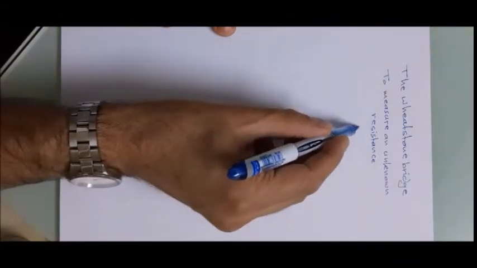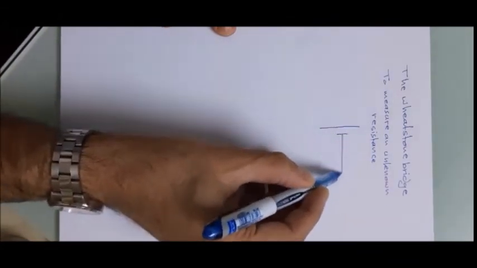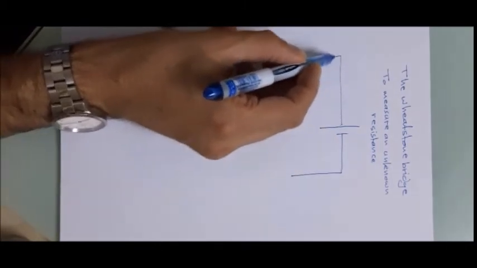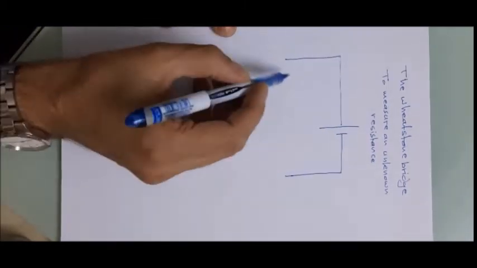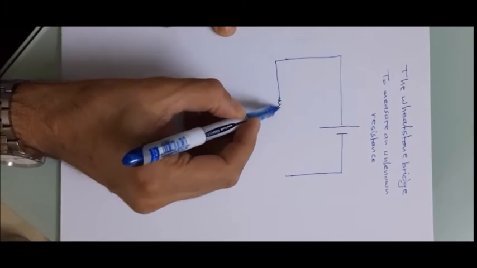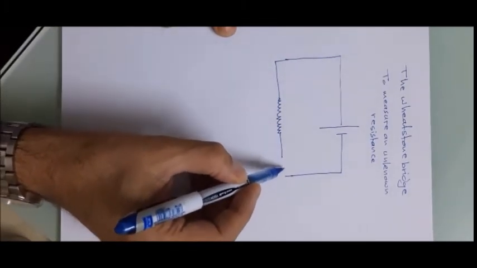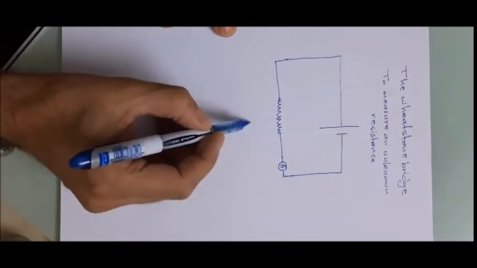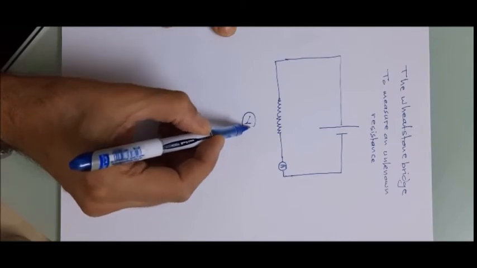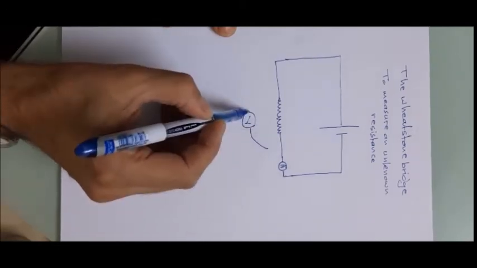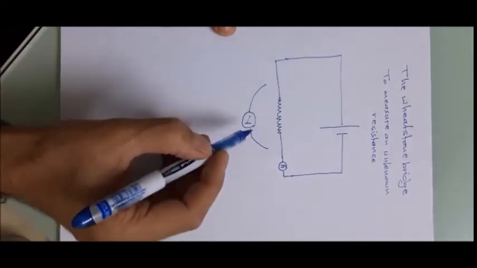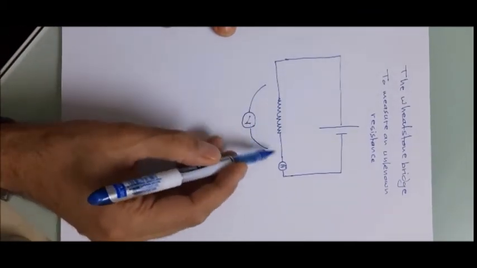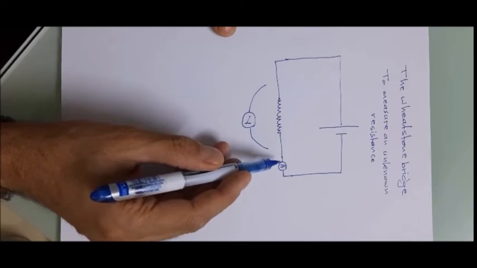What is the problem in the experiment of Ohm's law? In Ohm's law, we have a power supply and we have a resistance. We connect an ammeter to measure the current in the circuit. Then we connect a voltmeter from both sides of the resistance to measure both values of V and I. Then by dividing the voltage over the current, we calculate the value of the resistance R.